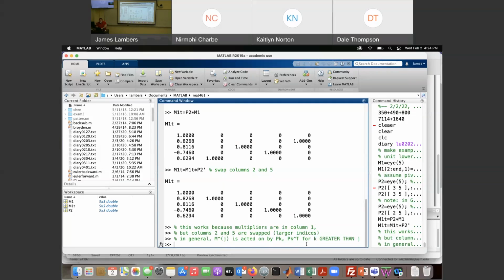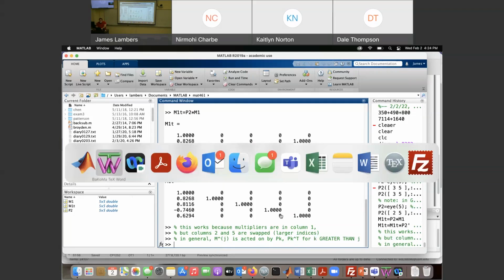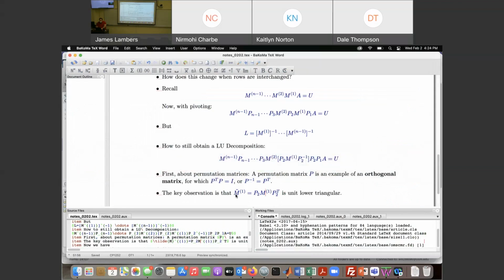So you can see here from this example, what I mentioned here, that this unit lower triangular matrix acted on by these permutation matrices in this manner is still unit lower triangular. So this one has the row swap taken into account. Questions up to this point?